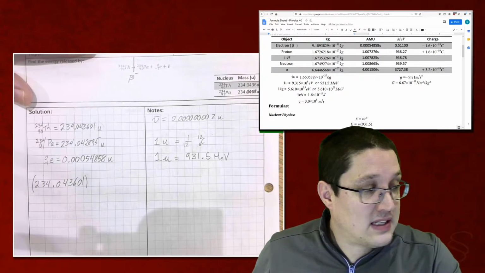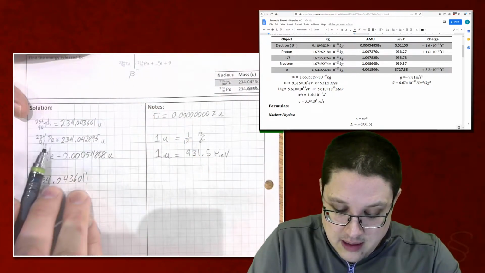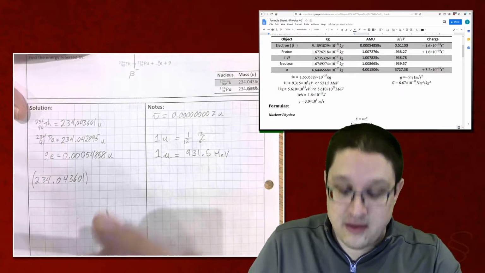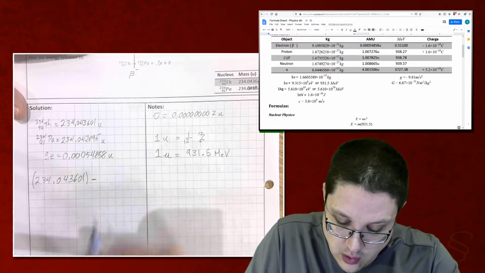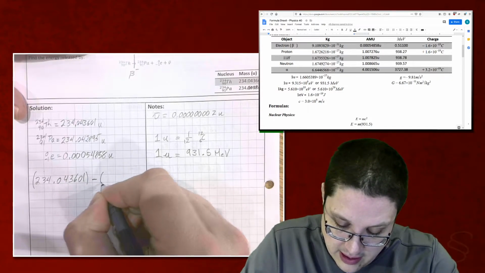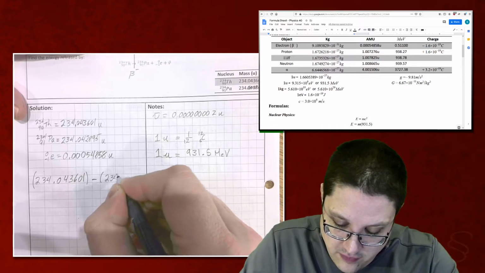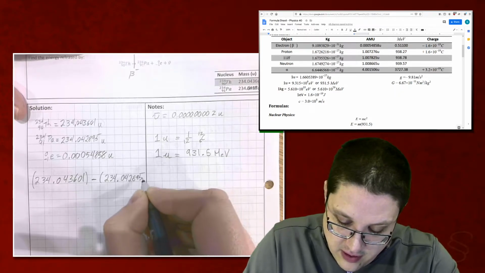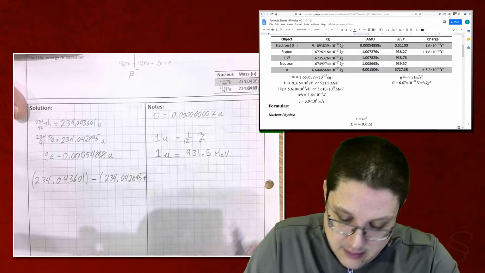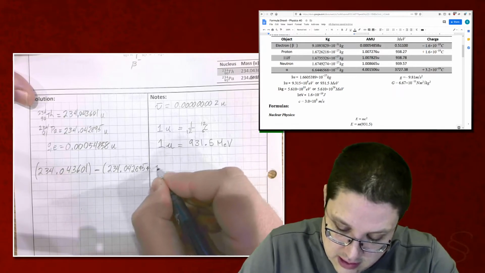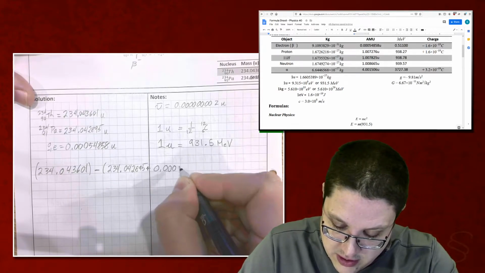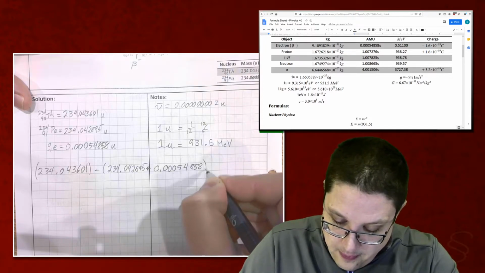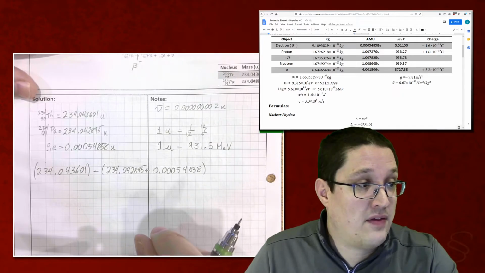To find my mass afterwards, I need to take my protactinium-234 and my electron and add them up. So I'm going to add those masses. So I have 234.042895. And I'm going to add in the mass of the electron, which is 0.00054858 atomic mass units. And I found that from my formula sheet there.